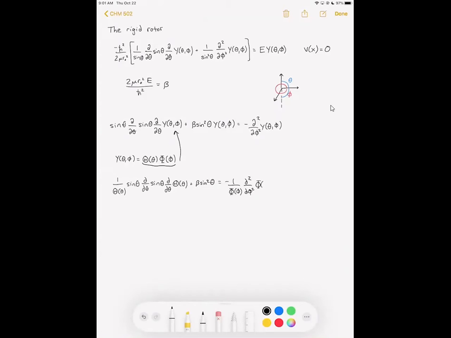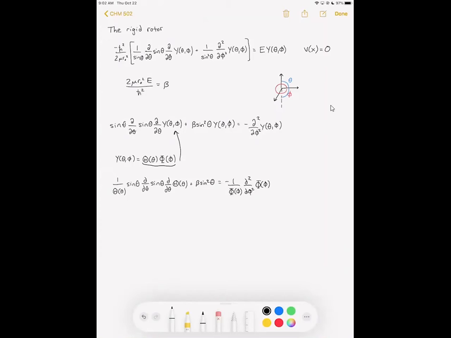So what we've done is, again, just substituted in a function of theta and phi for our Y functions, and then we divided both sides of the equation by our functions of theta and phi. Okay, so these are the differential equations we need to solve, recognizing that they both equal a constant. And then we can put them back together to get our final solutions.